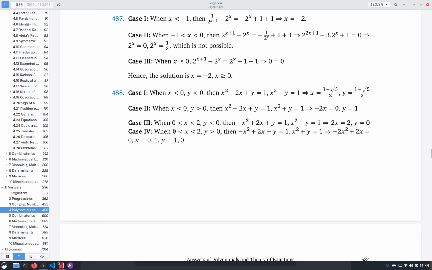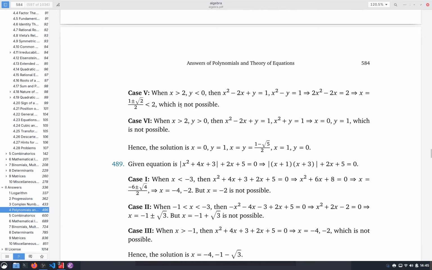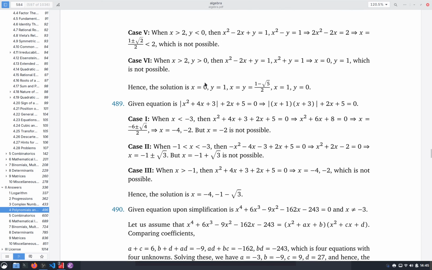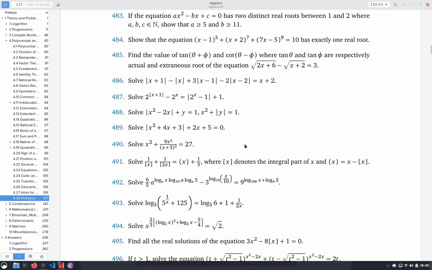And the fourth case could be that x is between 0 and 2 and y is greater than 0. In this case, x becomes 0 and 1 and y becomes 1 and 0. So 0 we have to discard because y is greater than 0. And then we have two more cases. Please go through it. When you combine the solution, you have x is equal to 0, y is equal to 1; x is equal to y is equal to 1 minus root 5 by 2; x is equal to 1 and y is equal to 0. Now we come to question 489.